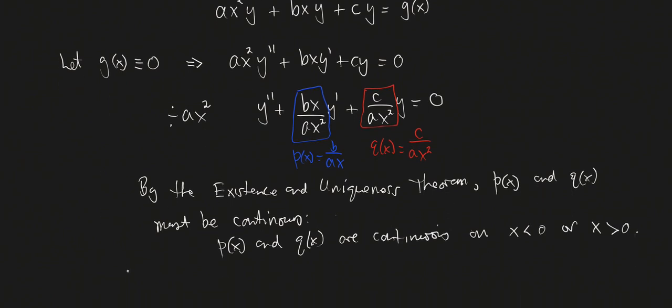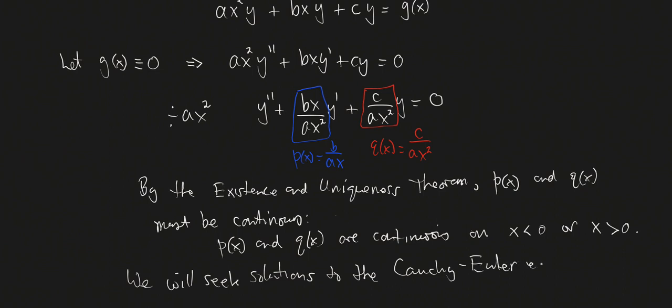So we will seek solutions to the Cauchy-Euler equation for x greater than 0, right? If you want a solution on the negative side, actually with a simple reflection argument you can get the solution on the other side.